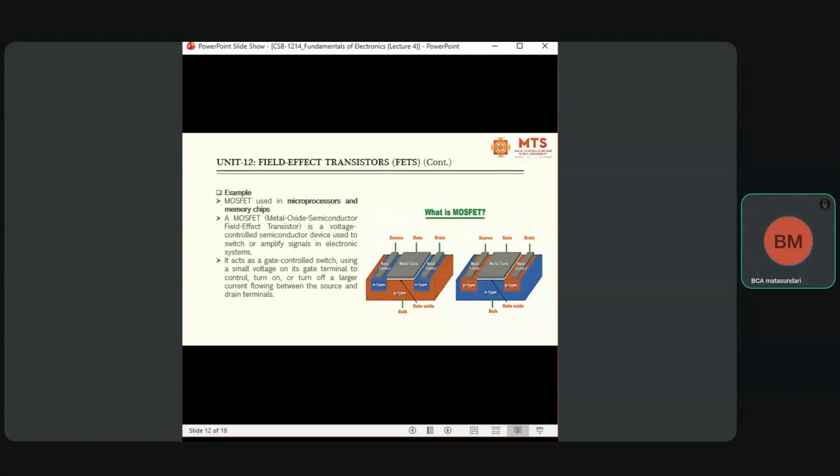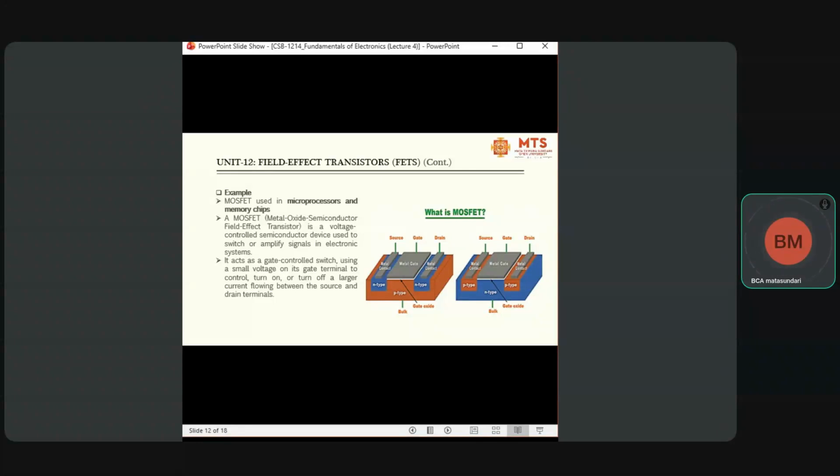Now let us know the example of field effect transistor, which can be MOSFET. Here the example is MOSFET, used in microprocessors and memory chips. What is MOSFET? MOSFET is metal oxide semiconductor field effect transistor. It is a voltage controlled semiconductor device used to switch or amplify signals in electronic systems.